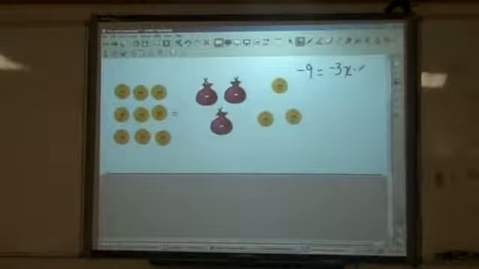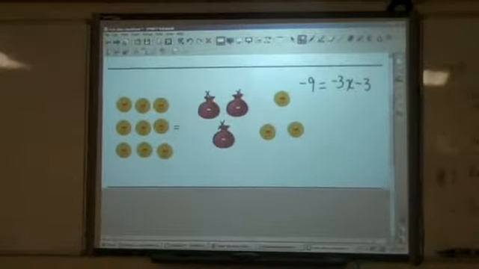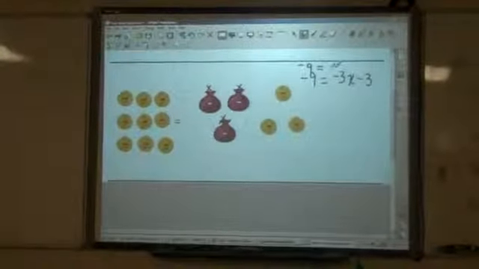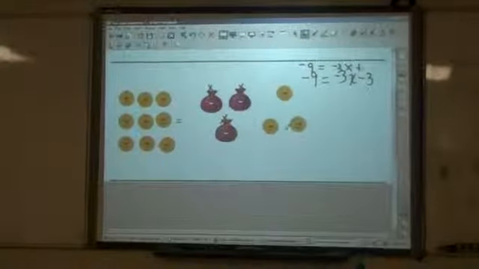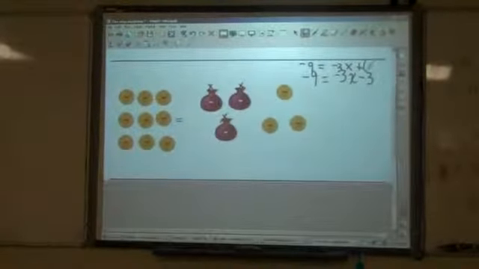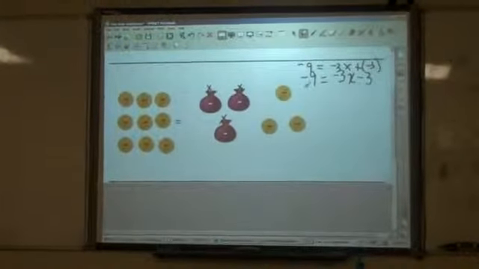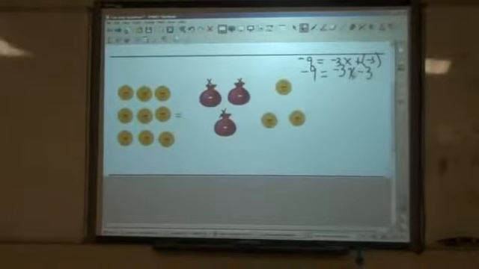So I can write negative 3. If you remember, subtraction is really the addition of the opposite. So if you wanted to say, I also have an additional negative 3 coins, that would still be the same thing. Okay, now remember we want to isolate the variable, so I want to try to get X by itself.